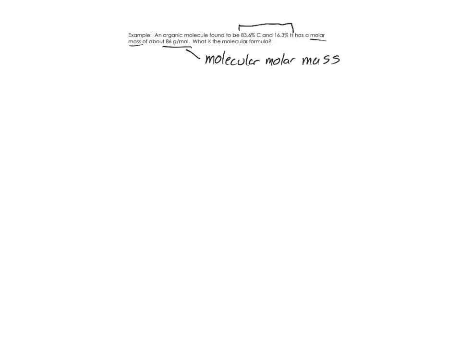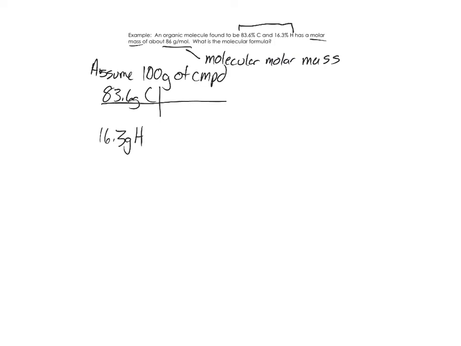All right, step 1, convert everybody into masses. So I'm going to assume 100 grams of compound. So that means I have 83.6 grams of carbon and I have 16.3 grams of hydrogen. So once I have everybody converted into masses, the next thing to do is to convert into moles. So 12.011 grams, 1 mole C, and 1.00794 grams, 1 mole H.